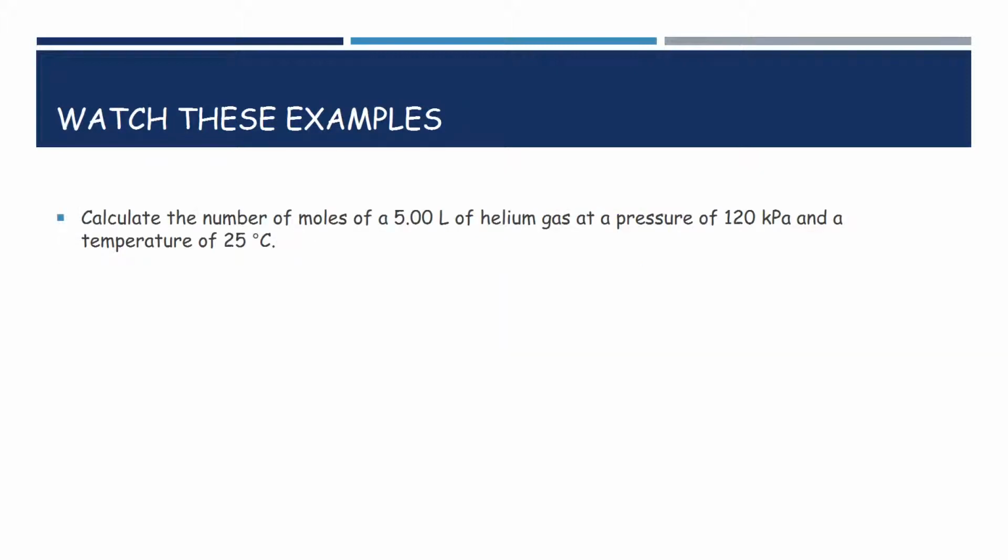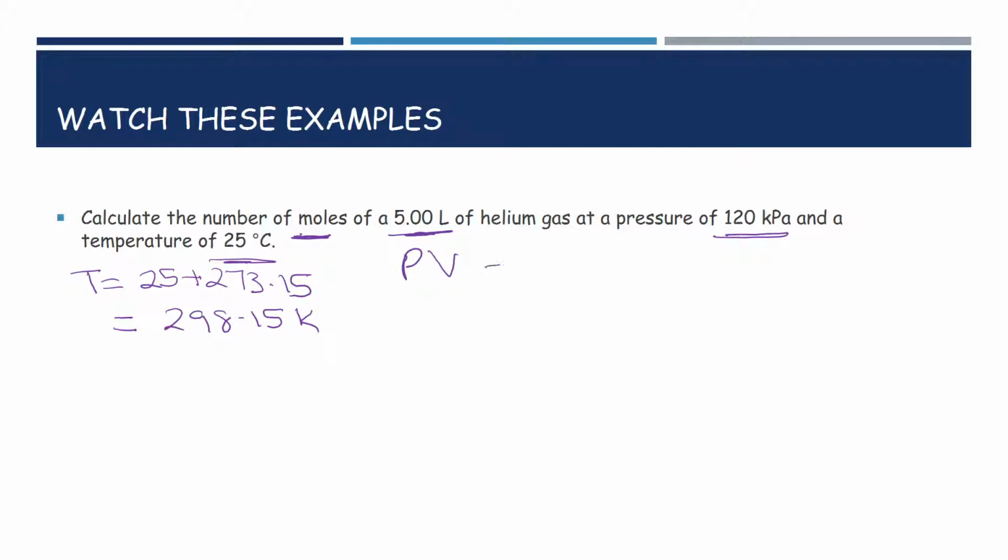So let's try an example. You've been asked to calculate the number of moles in 5 litres of helium gas at a pressure of 120 kilopascals and a temperature of 25 degrees Celsius. The first thing we're going to have to do is convert our temperature. And remember, to do that we have to convert to Kelvin. So the temperature will be equal to 25 add 273.15, which equals 298.15 Kelvin.